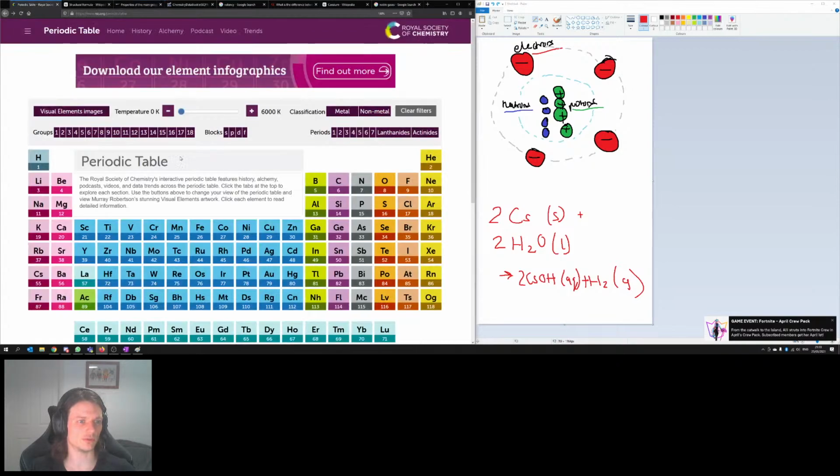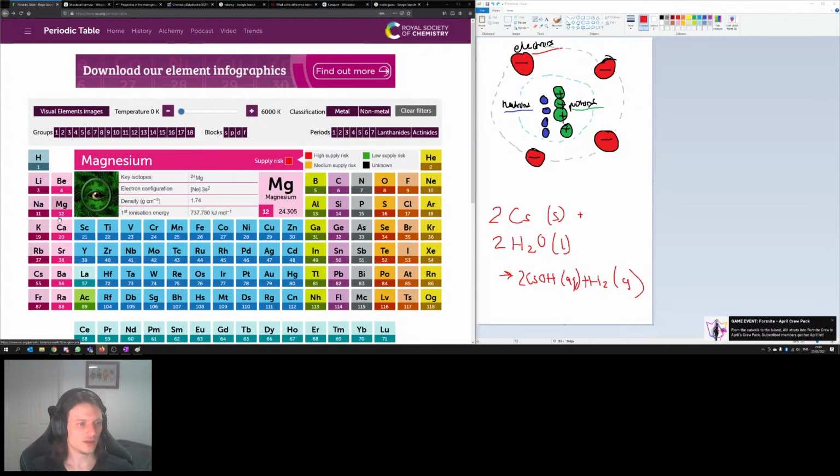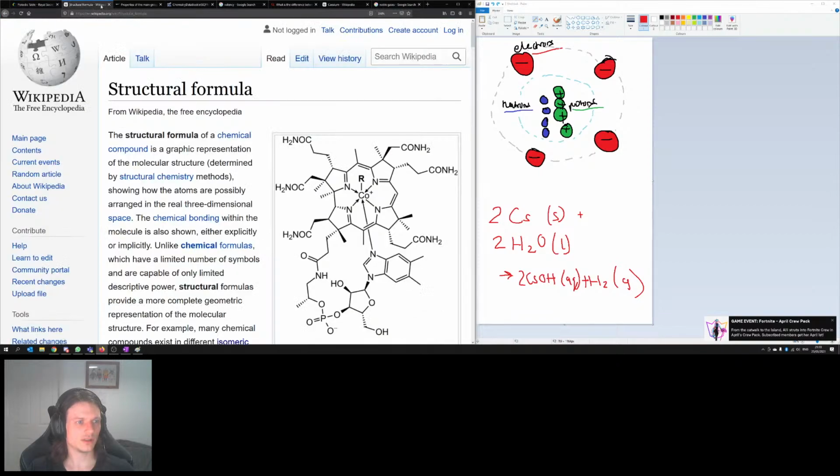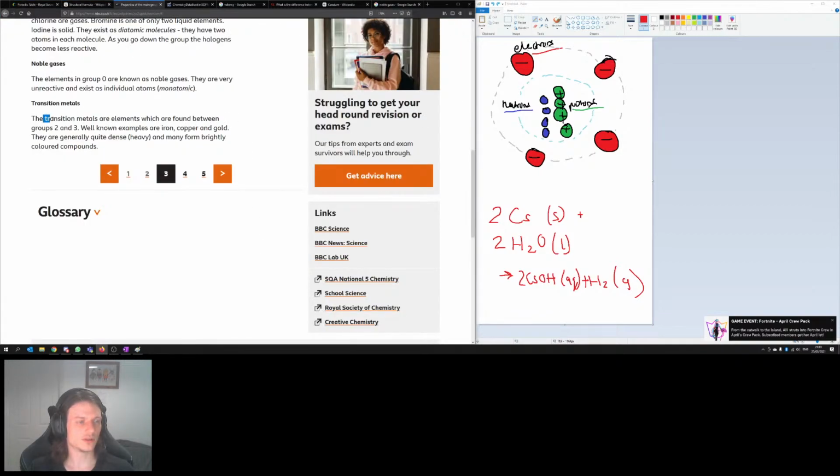Transition metals in group 2 and 3, but Fe is iron, so I'm so confused. This is clearly just wrong. Well-known examples are iron, copper, and gold.